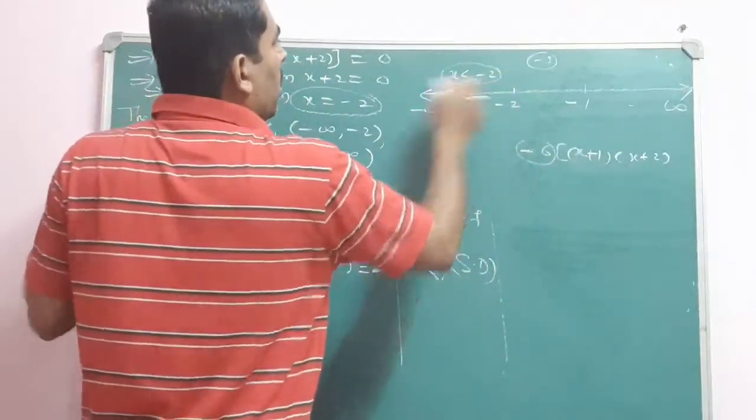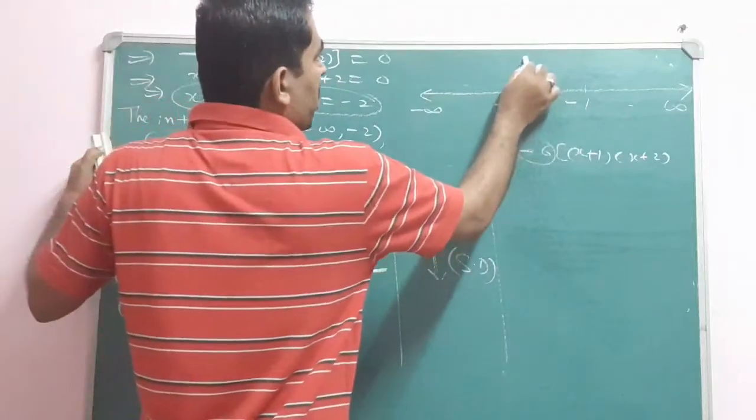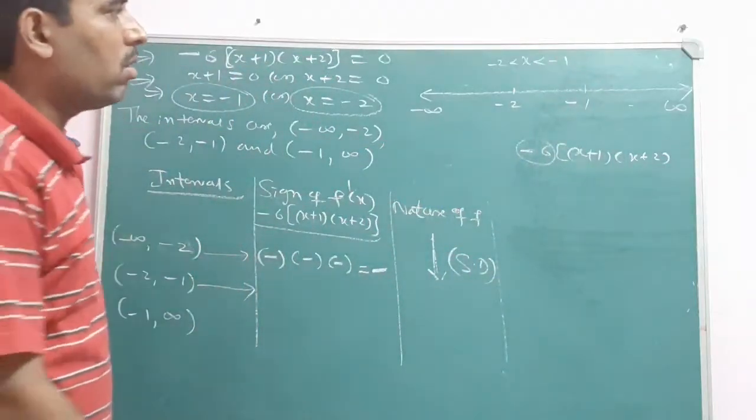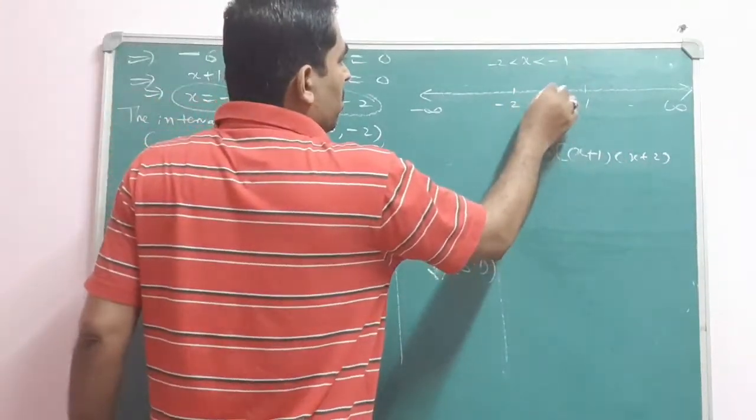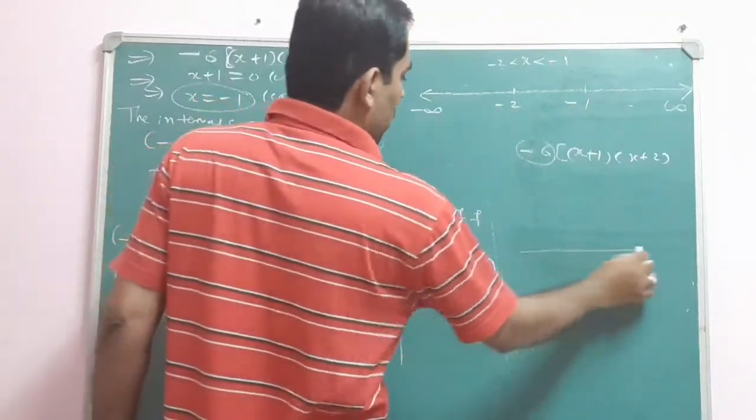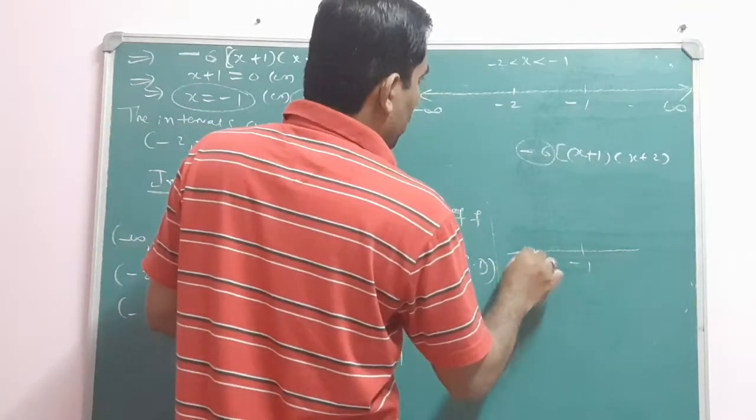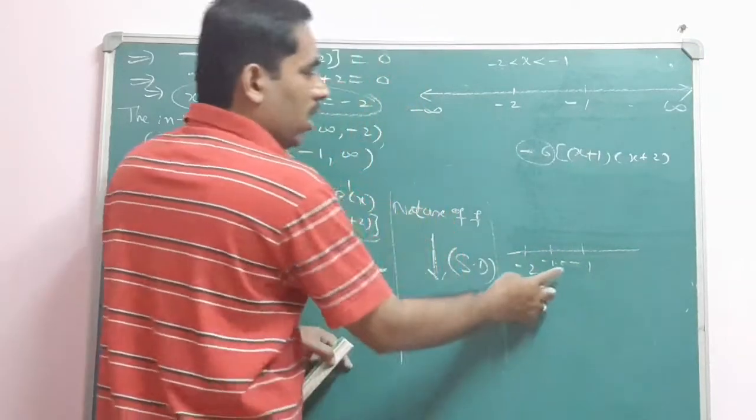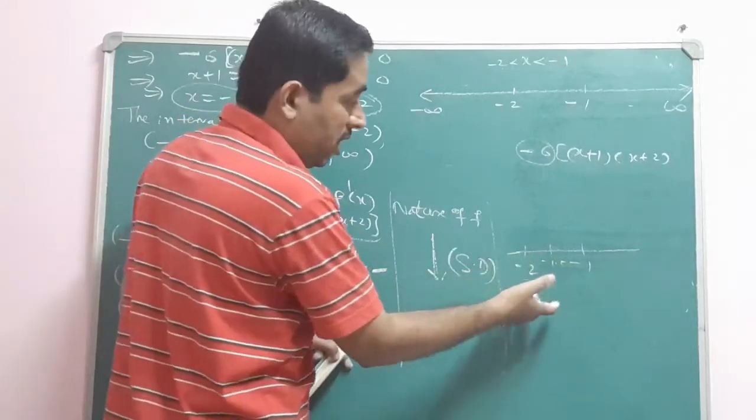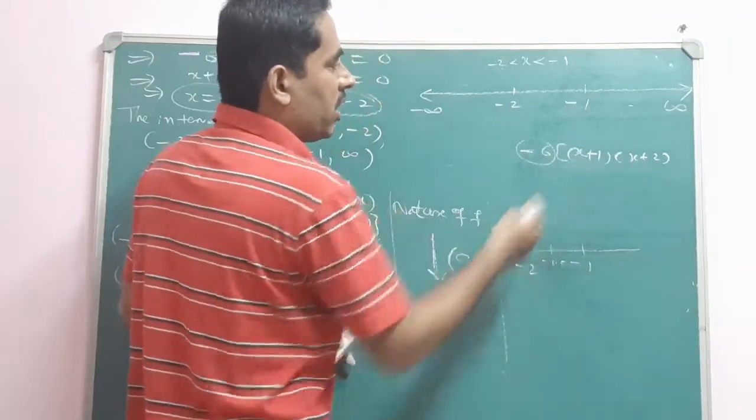Then let us go for the next interval. Let me go with this interval, minus 2, minus 1. So minus 2, minus 1 means x is greater than minus 2 and less than minus 1. In this interval I can take any value between minus 2 and minus 1, such as minus 1.1, minus 1.5, minus 1.9, and check the sign.